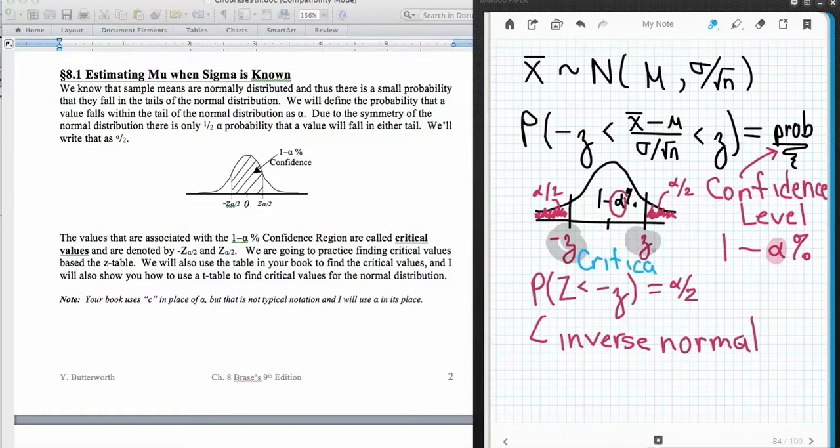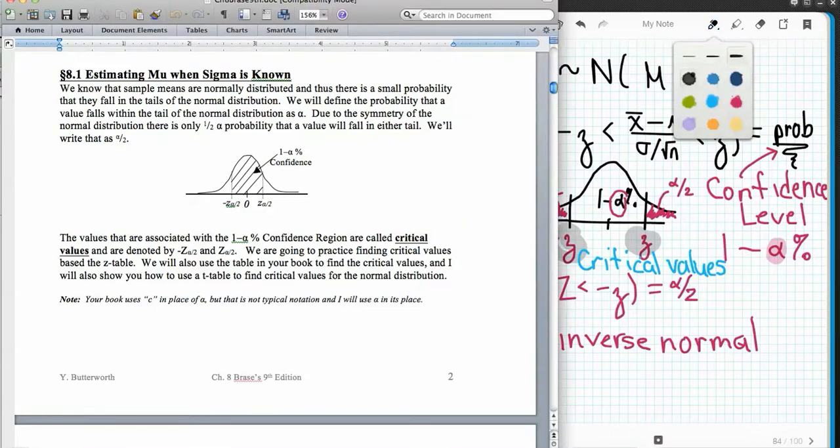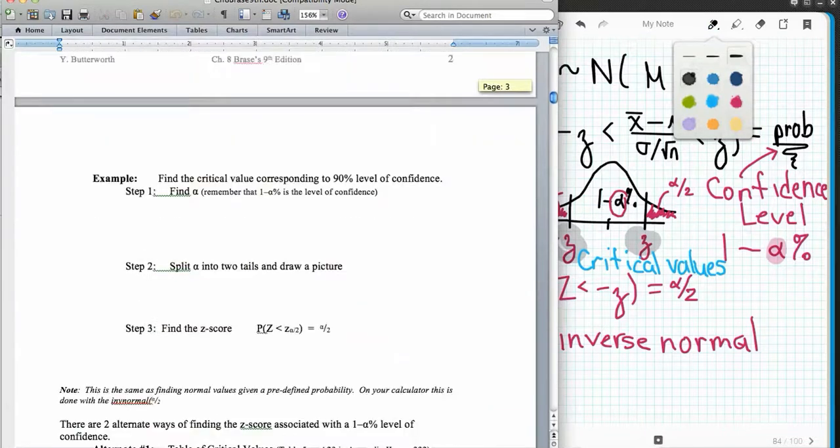Now, in Brace's book and some other books as well, they'll have a table of critical values. I do not allow the critical values to come into a test in my classes, so don't become reliant upon any critical value table. What you need to be relying on is either the negative z or your calculator using the inverse normal distribution to get those critical values. So let's scroll down in the notes here and take a look and see what we have.